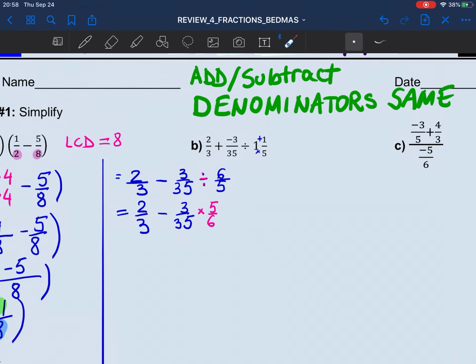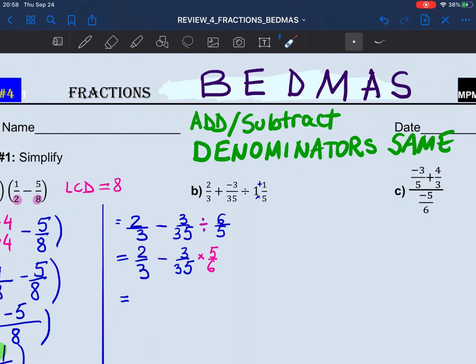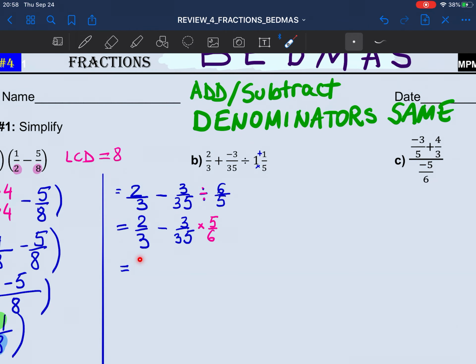So now this looks a little bit cleaner and neater, and we have to perform the multiplication based on the order here, and then we can do the subtraction, which is at the very end. So we have 2 over 3, oops. And then when we multiply a negative by a positive, we get a negative number, so don't be afraid of this negative. So we have in here 3 times 5 over 35 times 6.